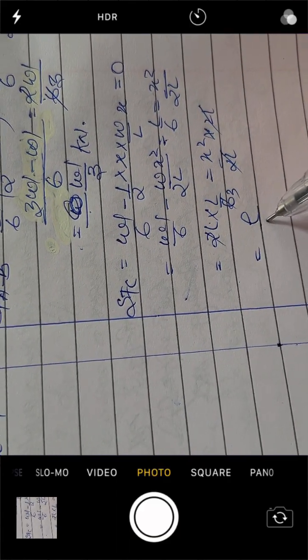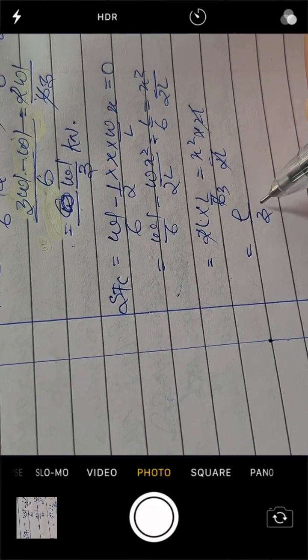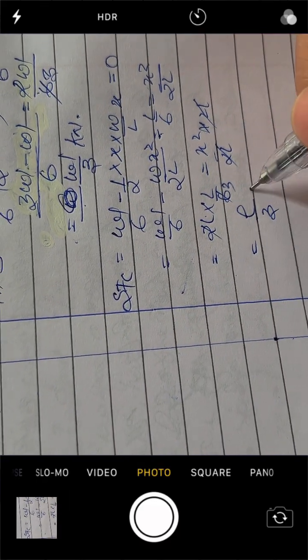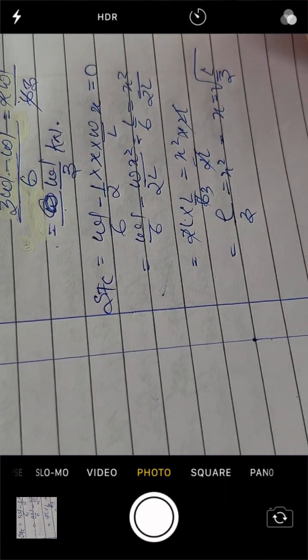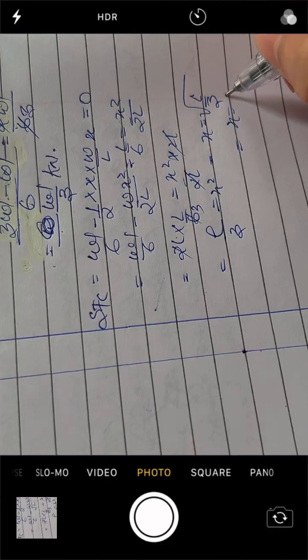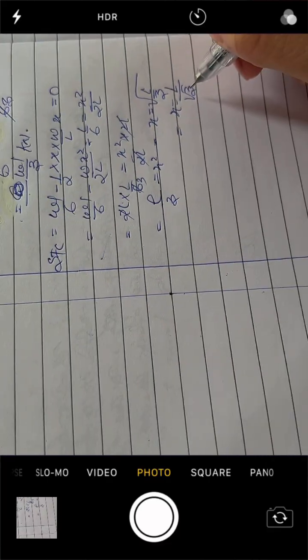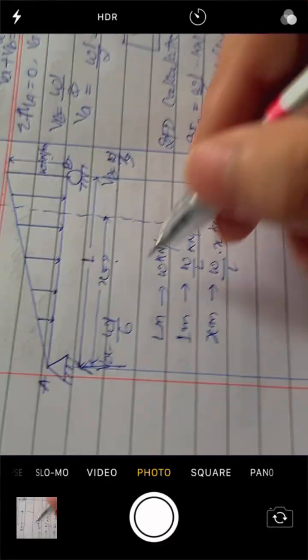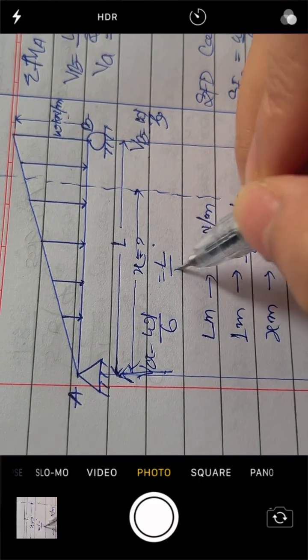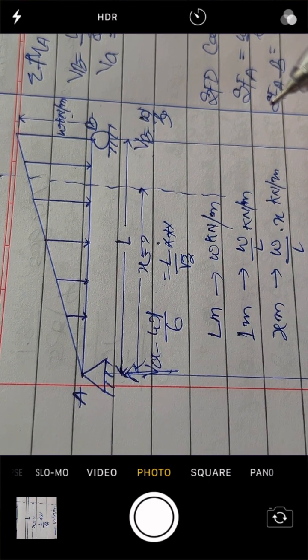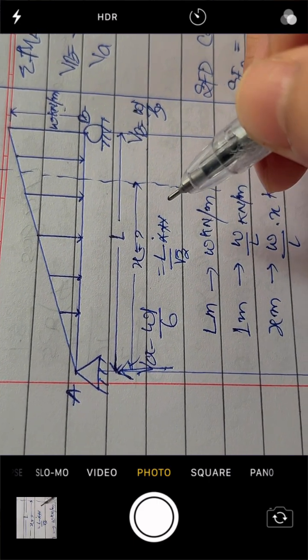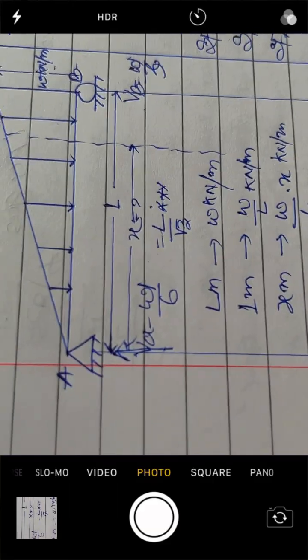So from here, it's left with 2L by 3. Yeah, 2L by 3, and X squared equals to... X equals to L by root 3, or X equal to L divided by root 3. Now the value of X is L by root 3, and this is very important for the objective. Sometimes it asks the distance at which shear force is equal to 0, how many meters. So it's simply going to be L by root 3.